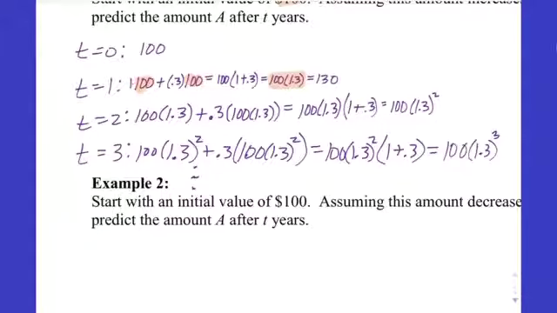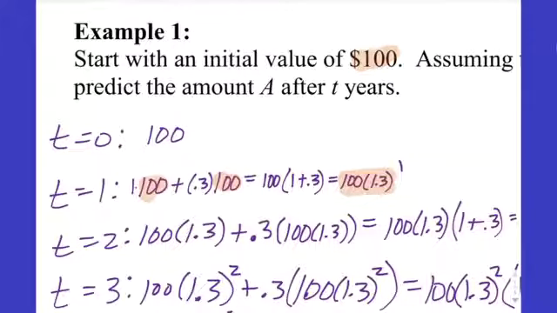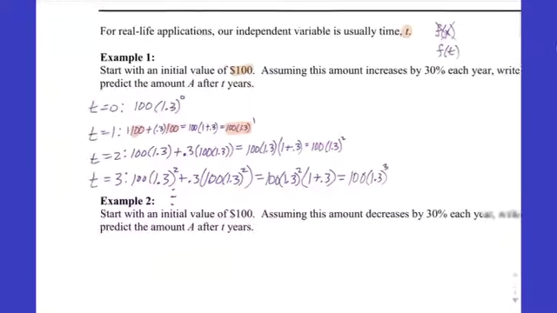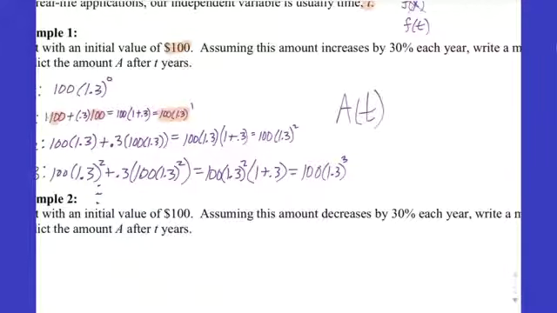Well, let's work backwards. In year 3, we have 100 times 1.3 cubed. At the end of year 2, we have 100 times 1.3 squared. At the end of year 1, we should then have 100 times 1.3 to the first. And if we work backwards, at year 0, we should have 100 times 1.3 to the 0 power, which is 1. Do you see the pattern now? The amount at any given time t should be 100 times 1.3 to the t-th power. And that is the exponential function.